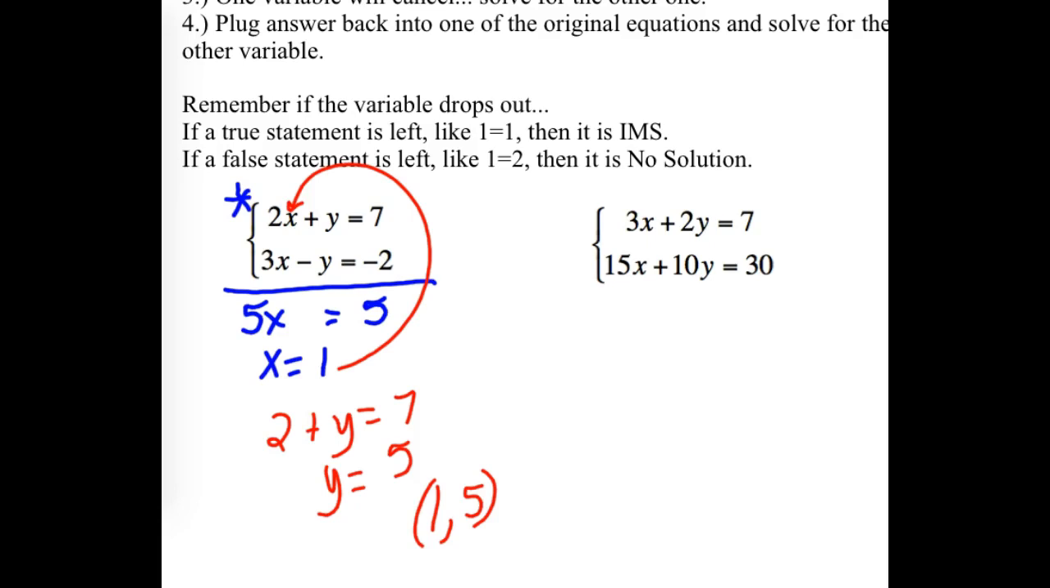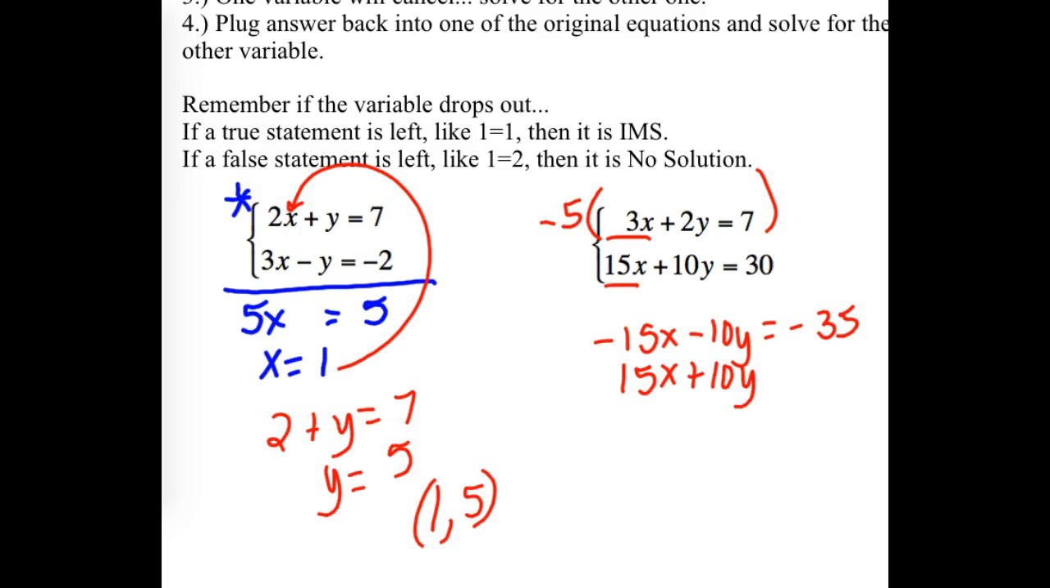All right. Our process would be to pick a variable, right? Let's say we pick x's to get rid of. We have 15 x's here. We need to make this turn into a negative 15. So we would times the top one by negative 5. All right. So our new top equation becomes negative 15x minus 10y equals negative 35. Our second equation we did not have to change at all.